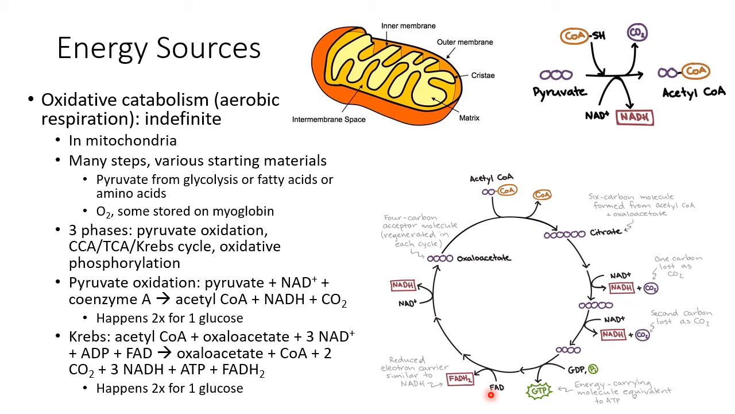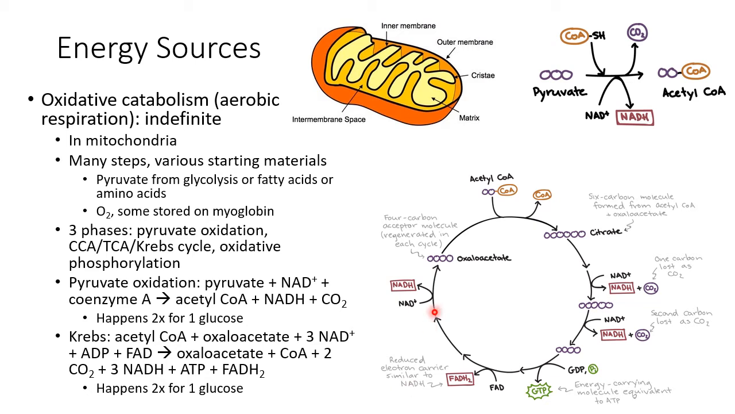And finally, you're going to be adding phosphates to ADP to make ATP. In this graphic, it shows GTP. You can make GTP or ATP in this way, but for our purposes, we'll just remember that you make ATP. Ultimately, for every turn of this cycle, you would be making 3 NADHs, 1 FADH2, and 1 ATP.